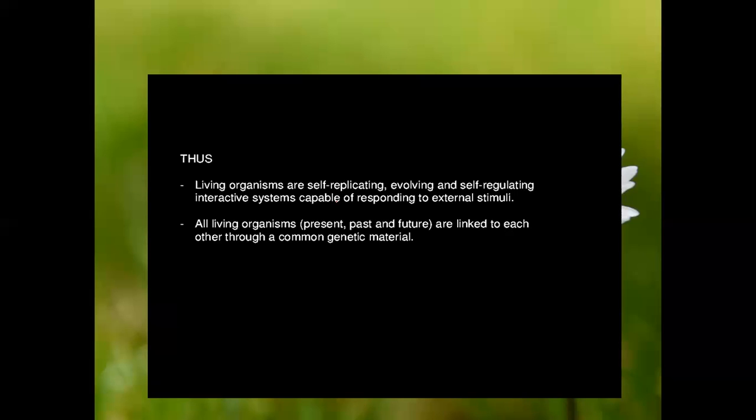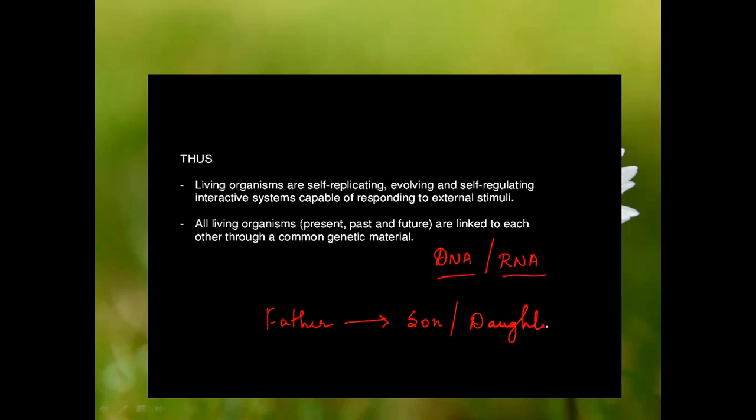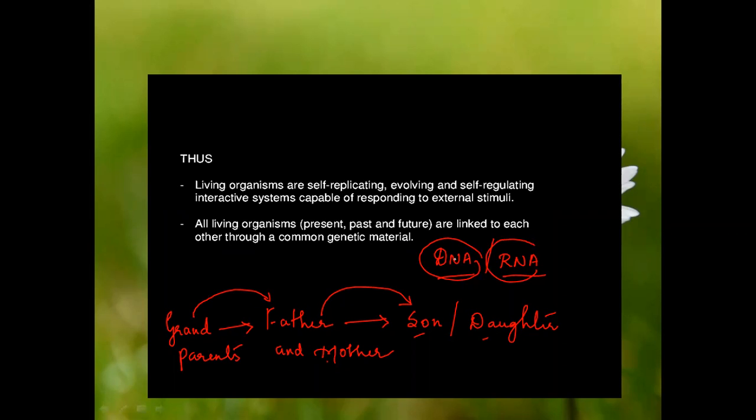So all living organisms, present, past, and future, are linked through a common genetic material. Yes, a common genetic material links us, either DNA or RNA. From your father, for example, you get the genes, son or daughter. Let me make it father and mother, and let me add your grandparents. From the grandparents, the genes must have gone to your father and mother. From your parents, it comes to you, either the son or the daughter. So a common genetic material, that is the DNA. DNA stores all the information.